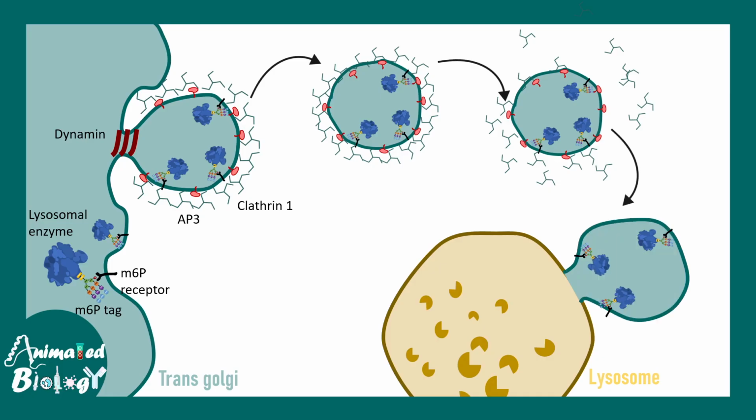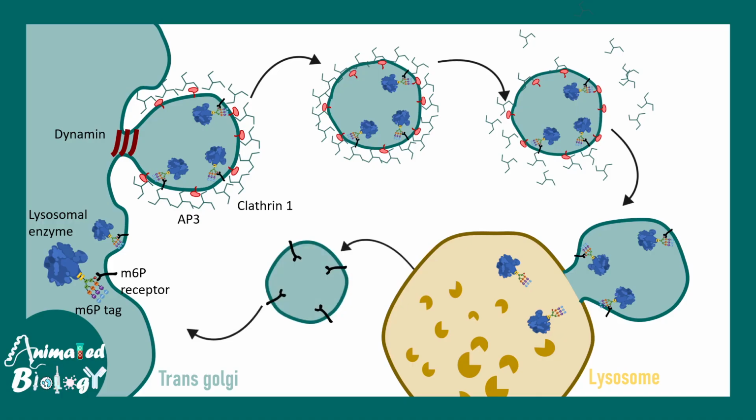Inside the lysosome, the pH is different. The low pH dissociates the M6P-tagged protein from its receptor. The receptors are then recycled back to the trans Golgi, and the lysosomal enzymes remain inside the lysosome. This is how the mannose 6 phosphate tag helps the transport of the protein to the lysosome.